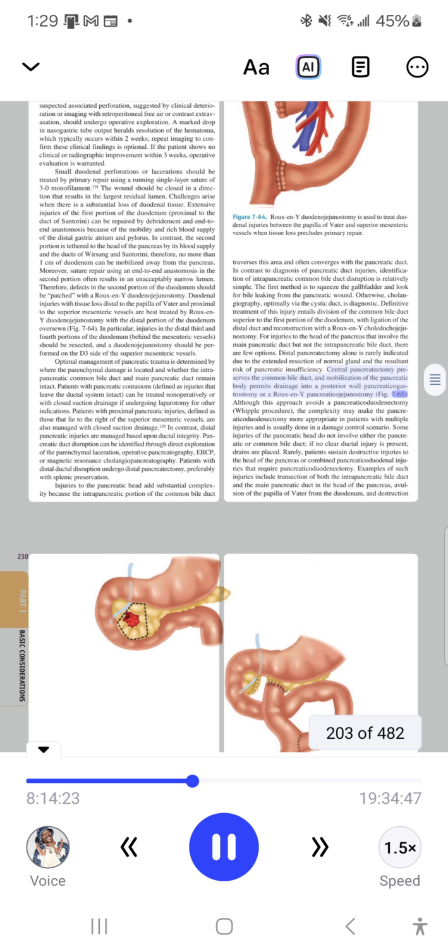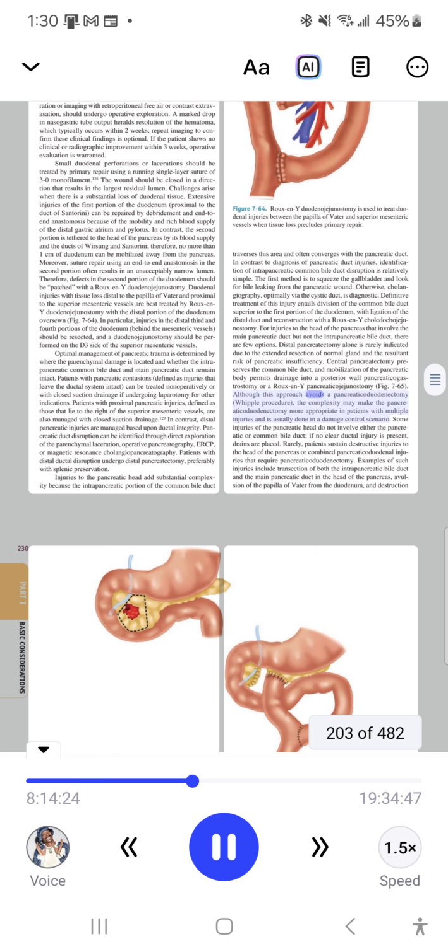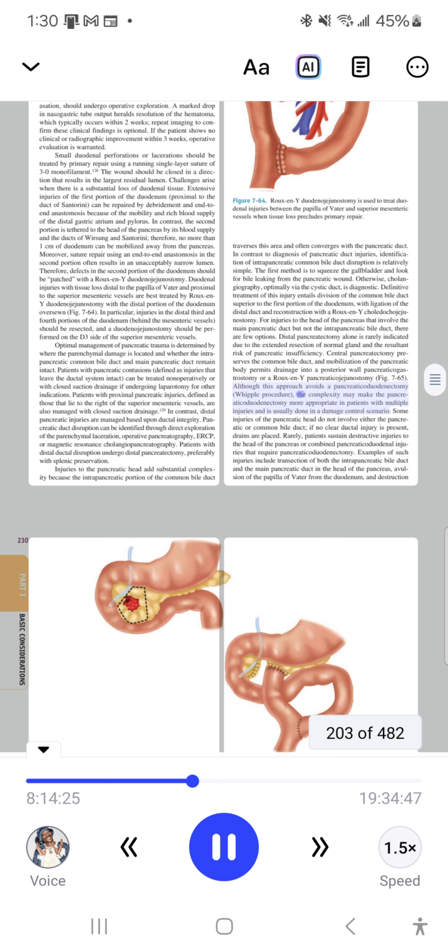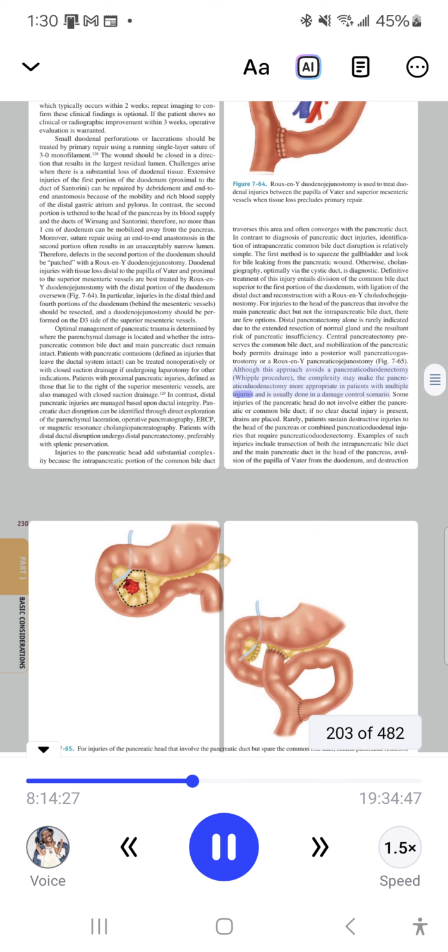Fig. 765. Although this approach avoids a pancreaticoduodenectomy (Whipple procedure), the complexity may make the pancreaticoduodenectomy more appropriate in patients with multiple injuries and is usually done in a damage control scenario.